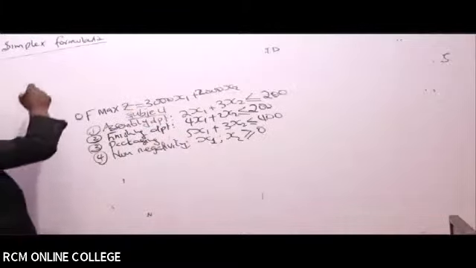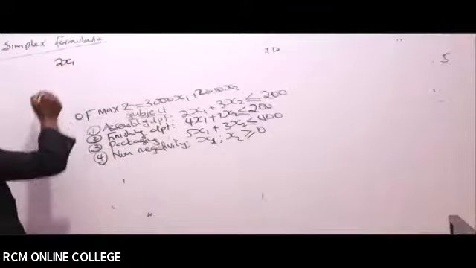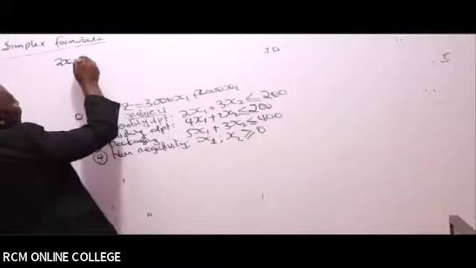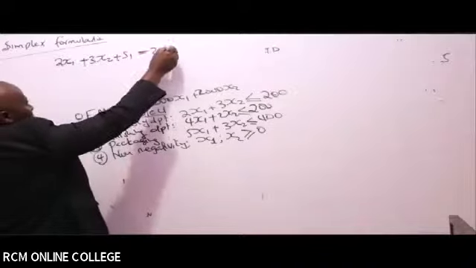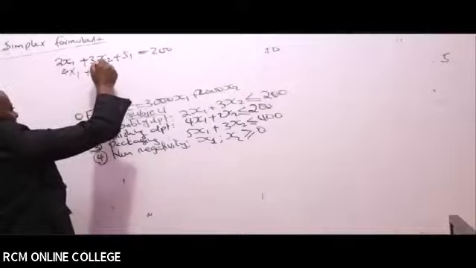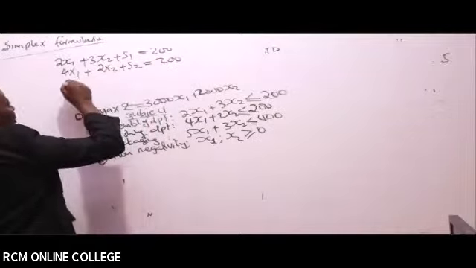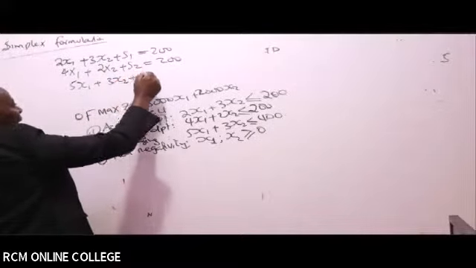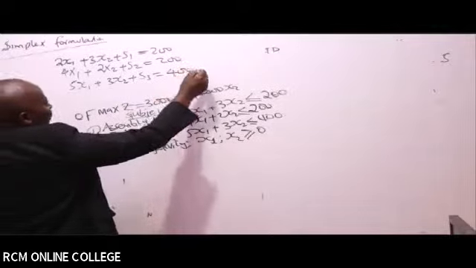So we normally begin with the subject 2. So we have the first one over here, 2x1 plus 3x2 plus slack 1 equals 200. And then we have, ladies and gentlemen, 4x1 plus 2x2 plus slack 2 equals 200. Then we have here 5x1 plus 3x2 plus slack 3 equals 400 like that.